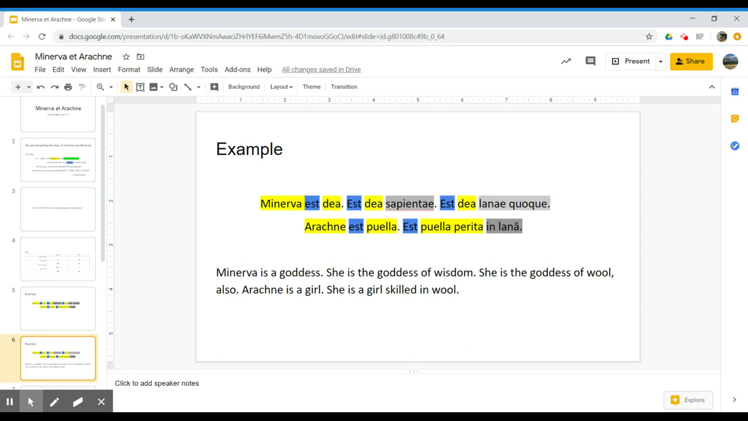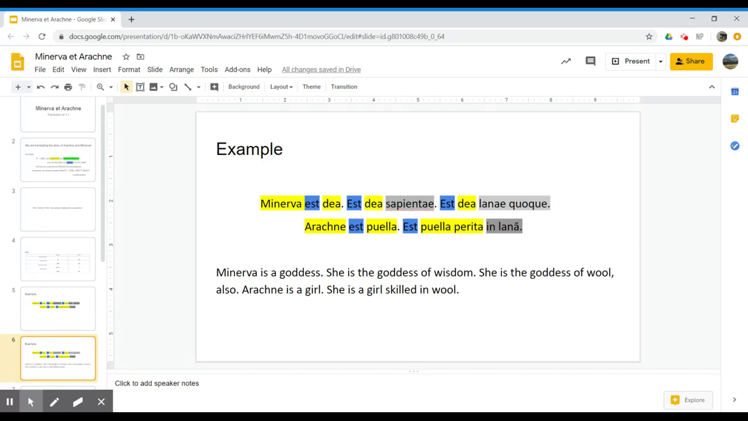Our next sentence here says, Est Dea sapientiae. She is the goddess of wisdom. And notice I said she as the subject. That est ends in T. That T ending means he, she, or it did it. She is the goddess of wisdom.